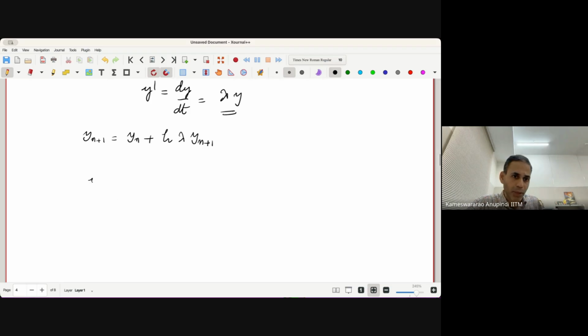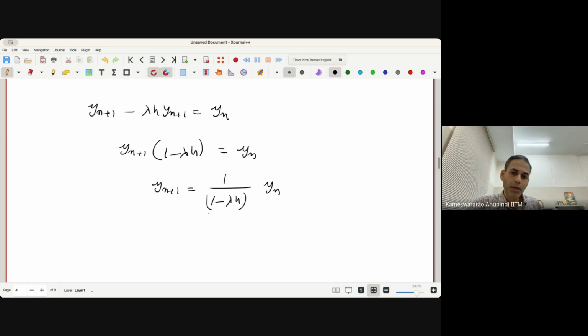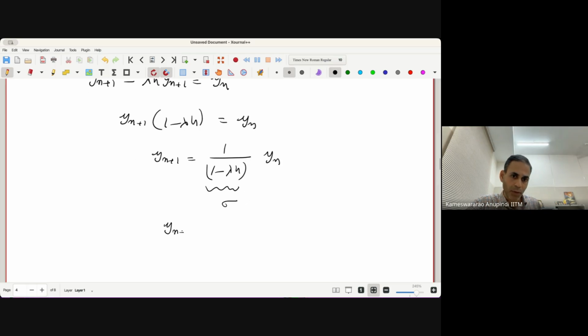That means if I were to group the terms, then yn plus 1 minus lambda h yn plus 1 equals yn. That means yn plus 1 times 1 minus lambda h equals yn, or we can write yn plus 1 equals 1 by 1 minus lambda h times yn. Okay, so let us call this sigma. Then yn plus 1 equals sigma times yn.